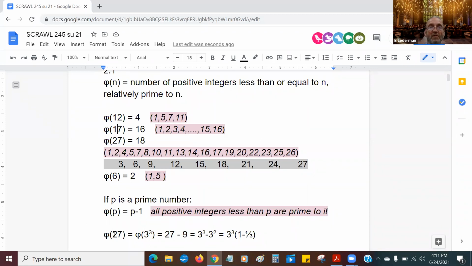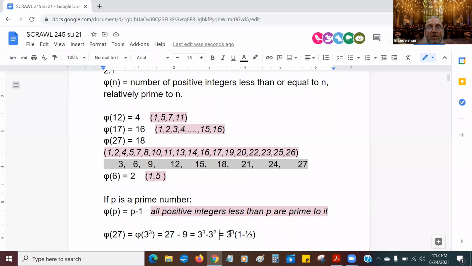Now, phi of 27 was equal to 18, like we just explained. So what was it? Now, we'll look at how that came about. It was all 27 numbers minus the 9 multiples of 3. It's not surprising that there are 9 multiples of 3, it's just 27 divided by 3 is 9. Anyway, I have 27 minus 9, so it's 3 to the third minus 3 to the second.